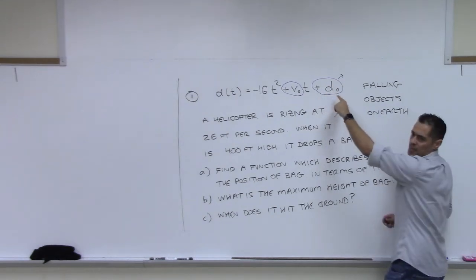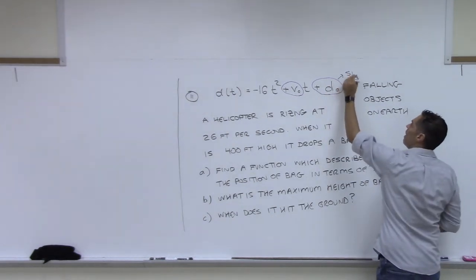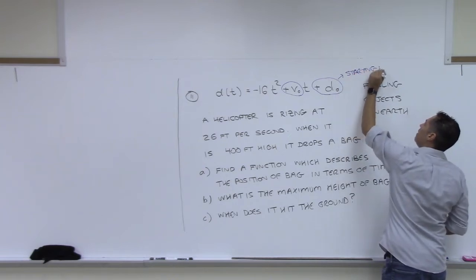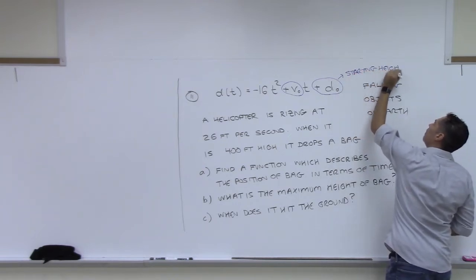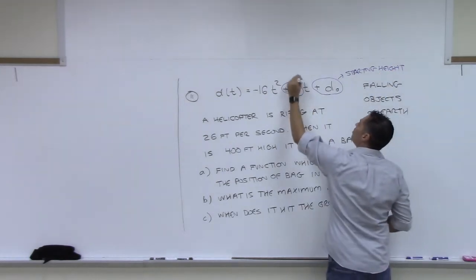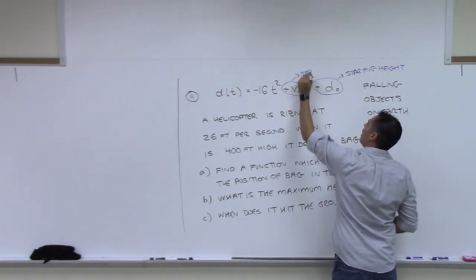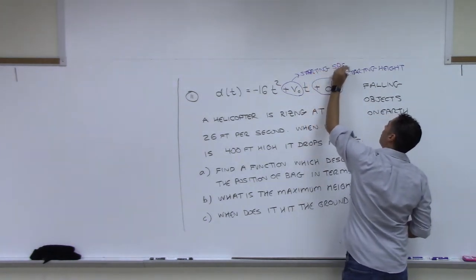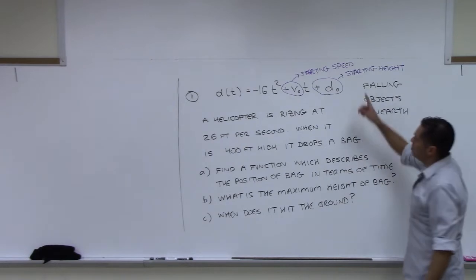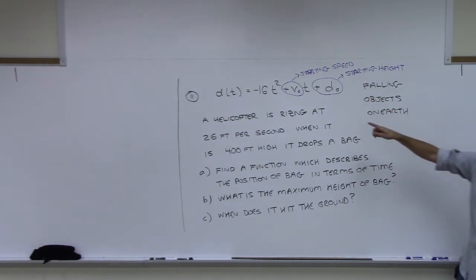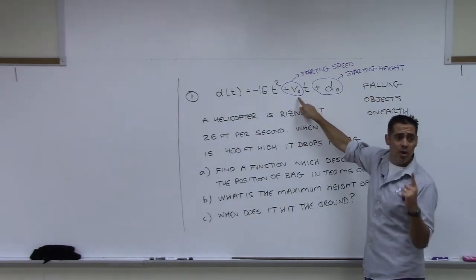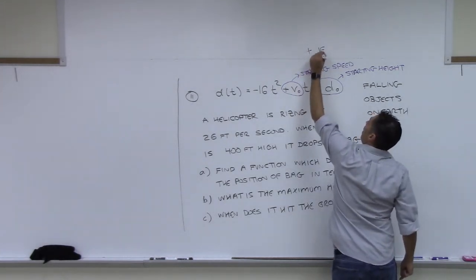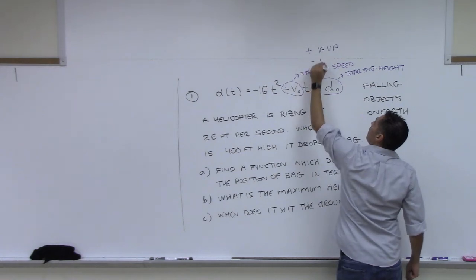D, think D distance, okay? This is your starting height. Oops, starting height. This is your starting, gosh, can't spell, starting speed or velocity. Now, I told you about the starting speed. There's something about that number. It will be positive if you're going up. So this is positive if up and negative if down.